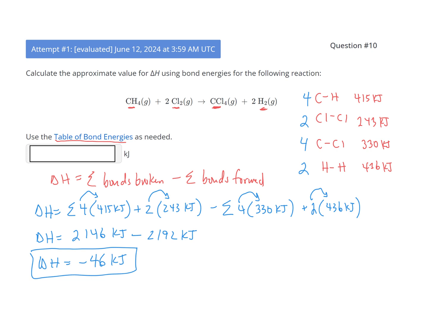All right, again, the important thing here to do was just to use that table provided and look up the bond energies of each of those, the bonds that were broken and the bonds that were formed, to find the difference between the two.